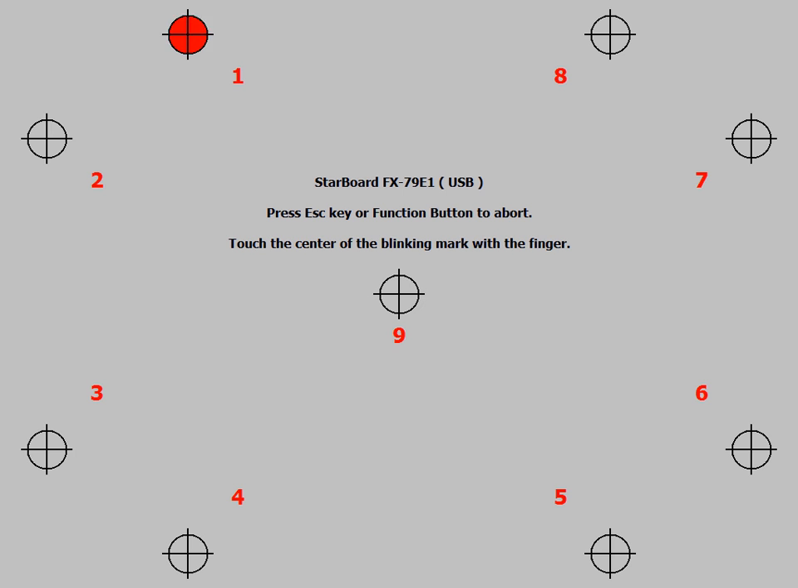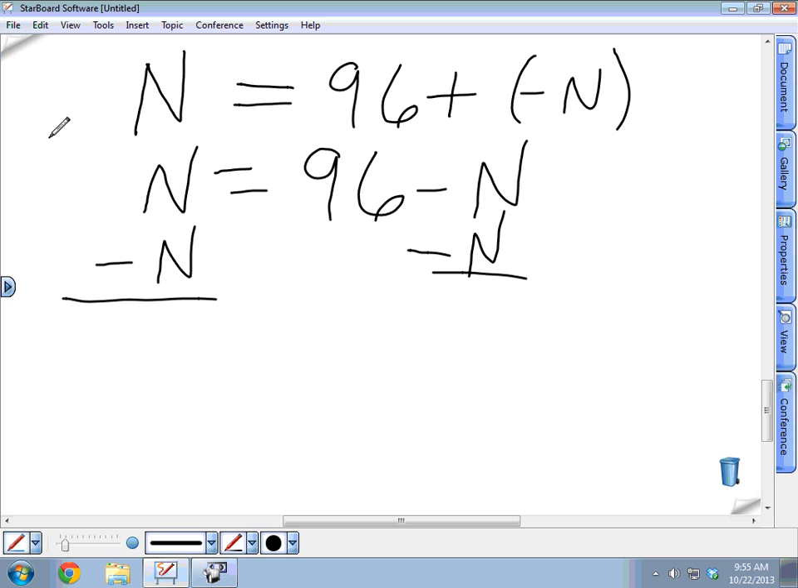It just automatically keeps wanting to calibrate. I didn't even touch anything. Look at this.